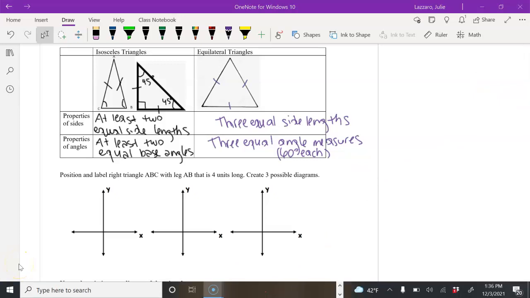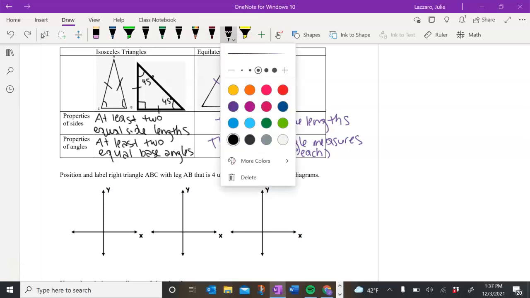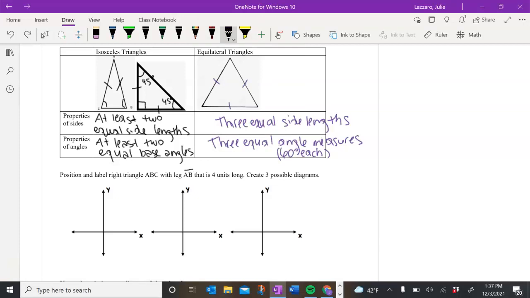Okay, now that we have reviewed the properties of isosceles triangles and equilateral triangles, let's get to work and position and label right triangle ABC with leg AB that is 4 units long. So I jumped the gun here. We don't need properties of isosceles or equilateral triangles yet, just thinking about properties of right triangles.